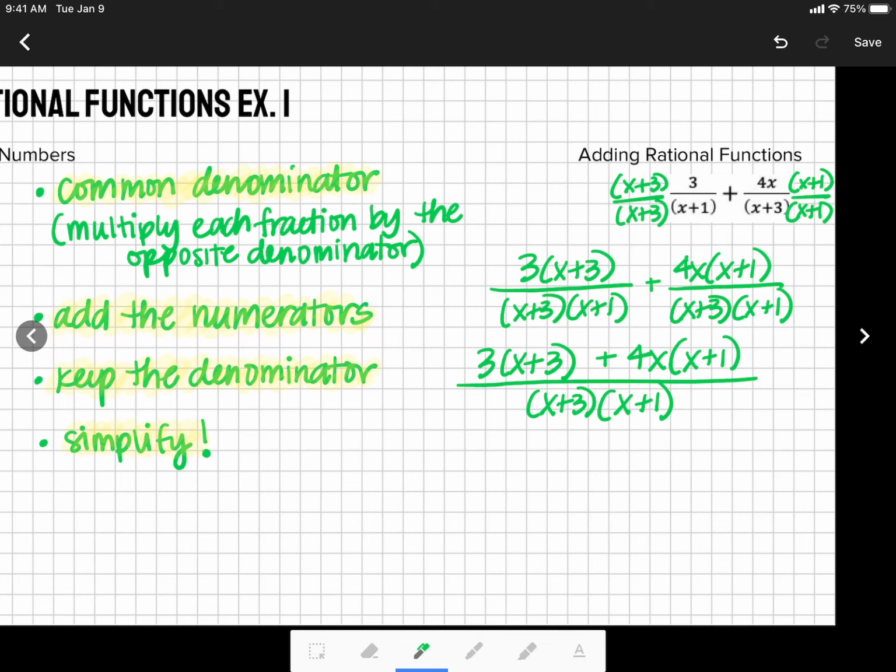This is where we get to simplify. Because we have binomials, we have polynomials here, there is plenty to simplify. So let's go ahead and distribute the 3 to make that 3x plus 9, and distribute the 4x plus 4x squared plus 4x. But again, we're still keeping the denominator intact. There's nothing to change in the denominator.